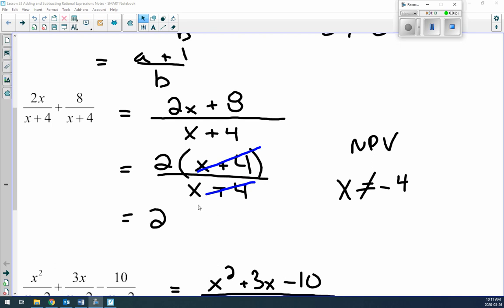Oh, look, I can reduce those. So those reduce down to 1. So your answer is just 2 in the end result. But you still have to remember the NPVs. You have to look back at the beginning. So x plus 4 set it equal to 0. So x cannot be equal to negative 4. That's your NPV.